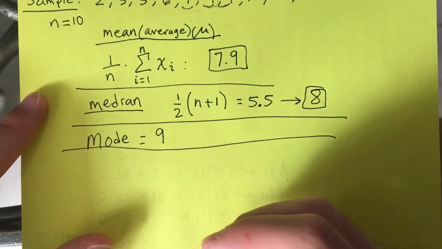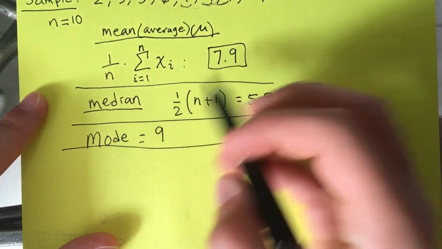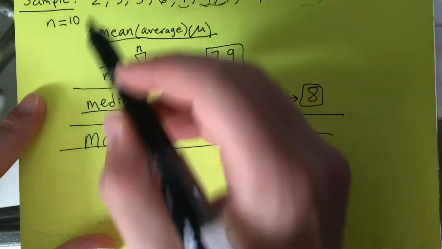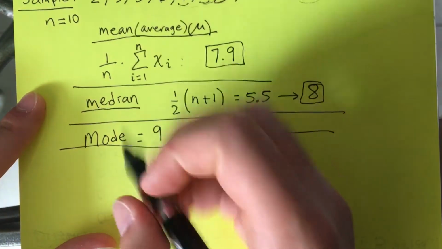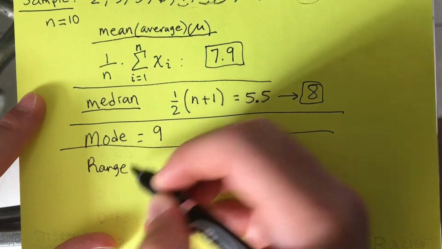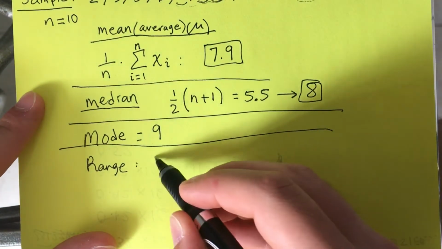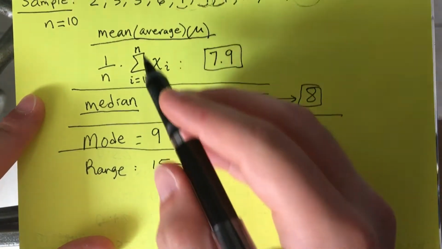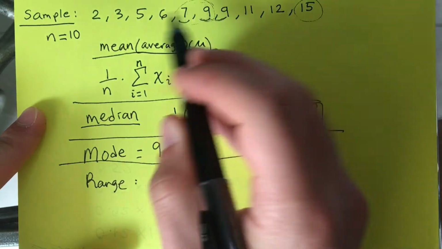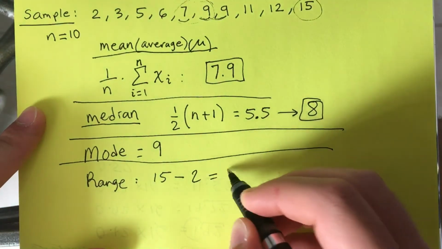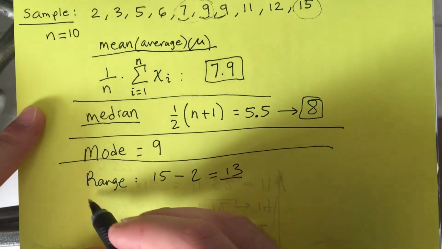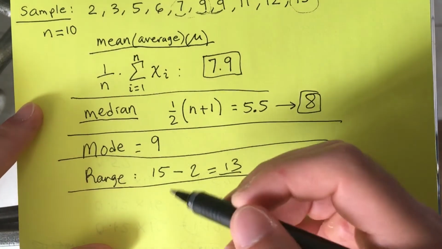Okay, and then also the range. The range is just the greatest data point minus the smallest. So the range would just be the largest, 15, minus the smallest, which is 2. So 15 minus 2, and that would be 13. That's your range. Okay, and now going to quartiles.